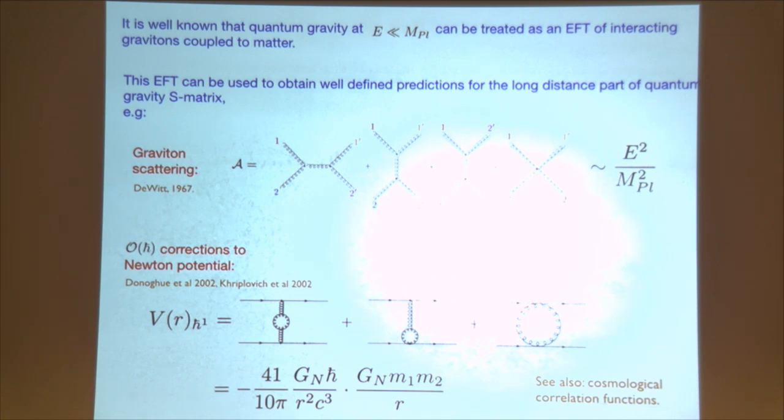DeWitt did this calculation over 50 years ago, but also the theory can be used to compute loop corrections. For instance, here is the one loop correction to the Newtonian potential between two test masses. Of course, none of these things are in practice observable in the near future, but the same effective theory also makes more interesting predictions in the context of cosmology, as people here also are aware of.